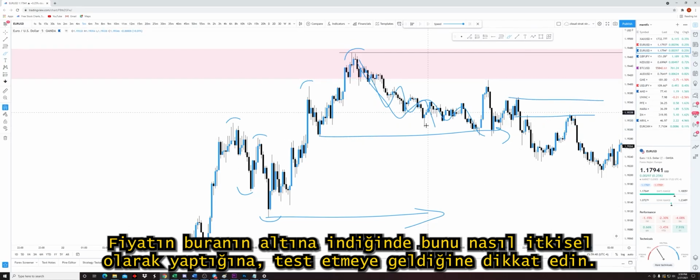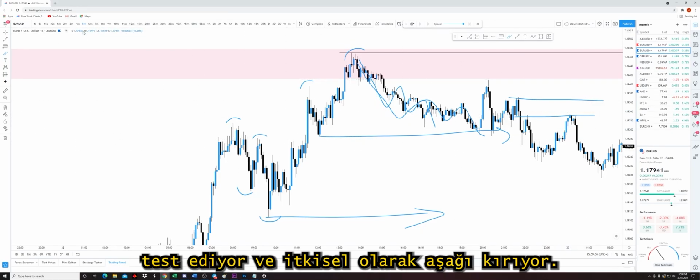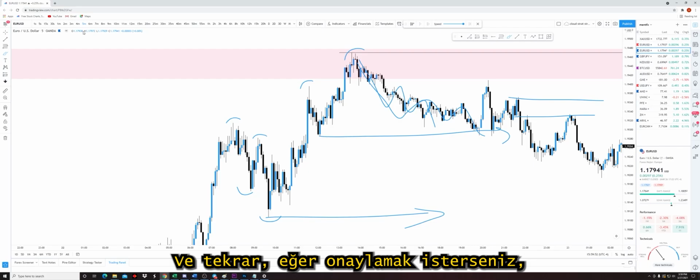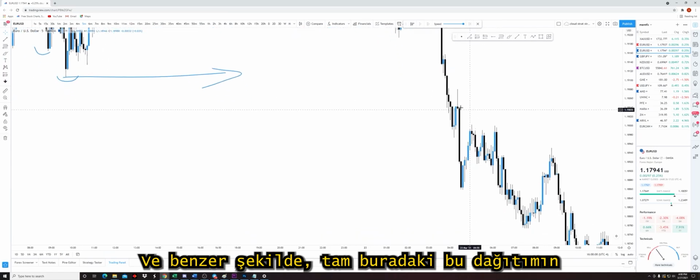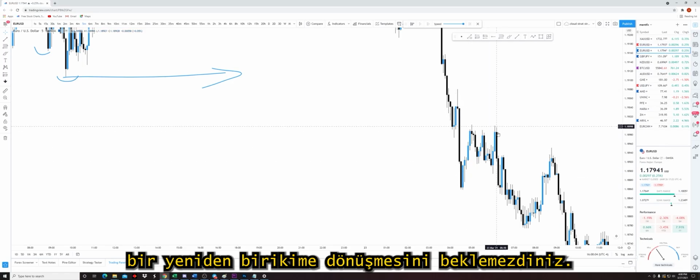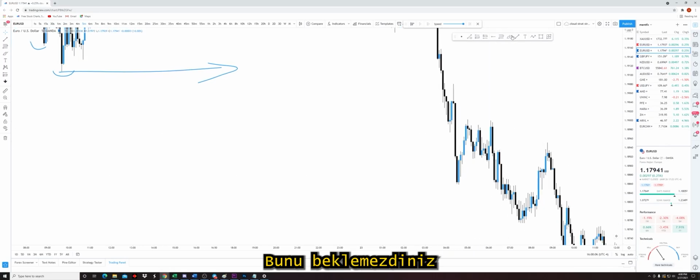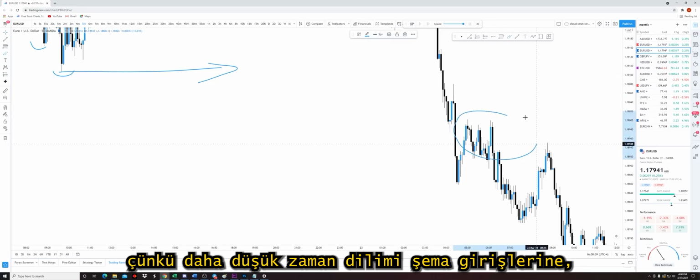that will act as re-entry areas, even off of lower time frame confirmations. Okay, and again, I know we're on the lower time frames right now, but the exact same thing is applicable off of even higher time frames. So notice how when price does get below here, it does it impulsively, comes to test some areas, breaks impulsively, leaves behind what? Supply zones, comes to test them, and breaks down impulsively. And again, if you wanted to confirm, there are areas in here that act as confirmation entries off of distributions.